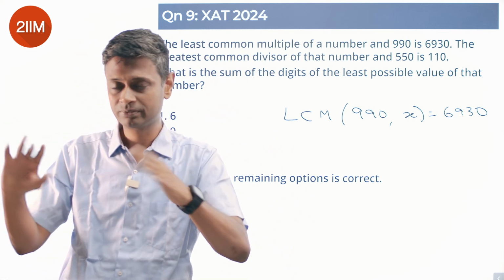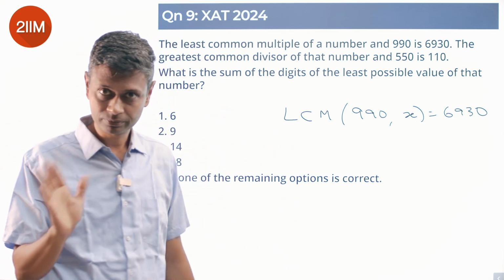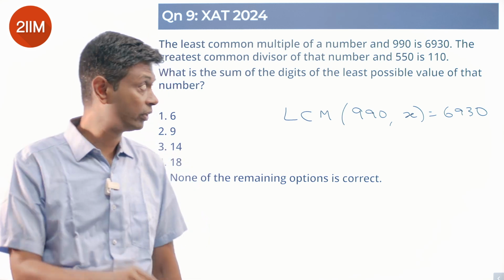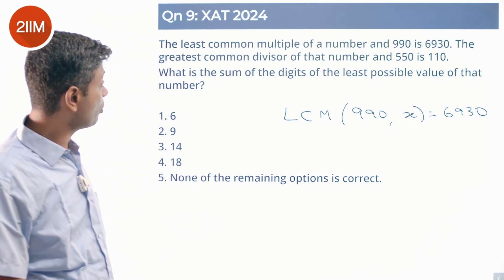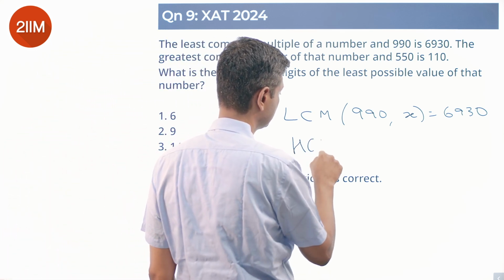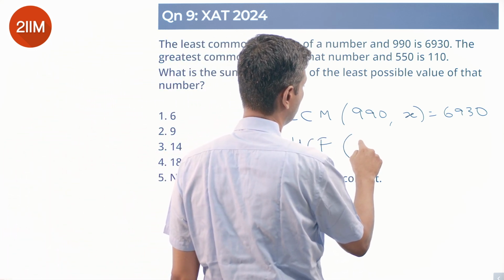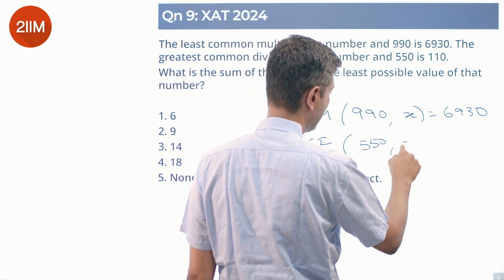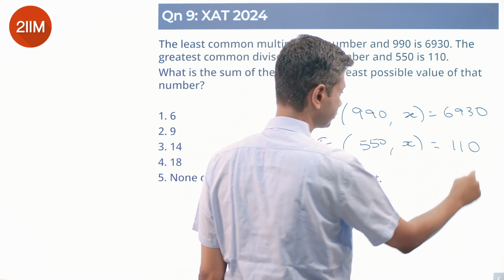X could be just 7. That's fine. X has to have a 7 in it, and x has 7 sitting inside it. That's what we infer. The greatest common divisor of that number and 550 is 110. So HCF of 550 and x equals 110.